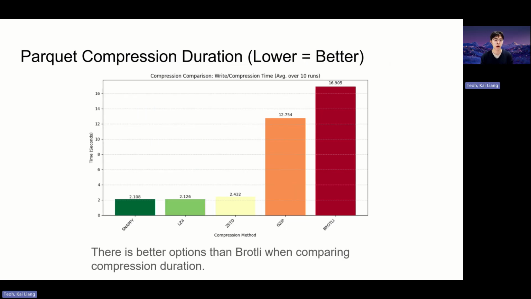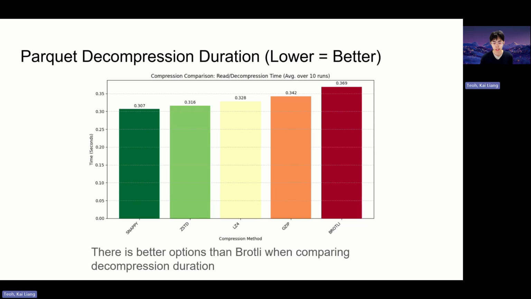Next, it's about the compression duration. So you can see Brotli is the worst compression algorithm and the worst decompression algorithm among the Parquet algorithms. And worry not, this is not a big issue when I show you another slide comparing 7Z and zip files.